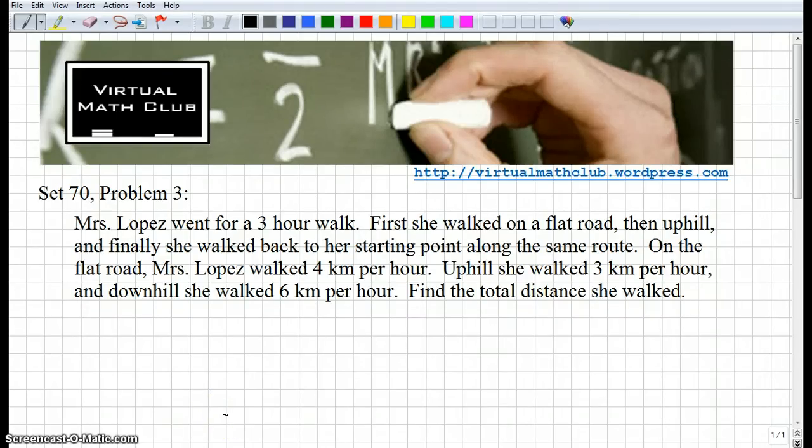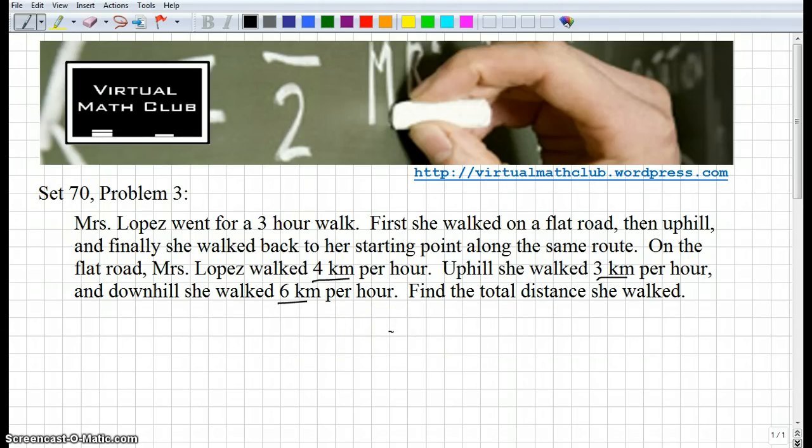Mrs. Lopez went for a 3-hour walk. First, she walked on a flat road, then uphill, and finally she walked back to her starting point along the same route. On the flat road, Mrs. Lopez walked 4 kilometers per hour. Uphill, she walked 3 kilometers per hour, and downhill, she walked 6 kilometers per hour. Find the total distance that she walked.